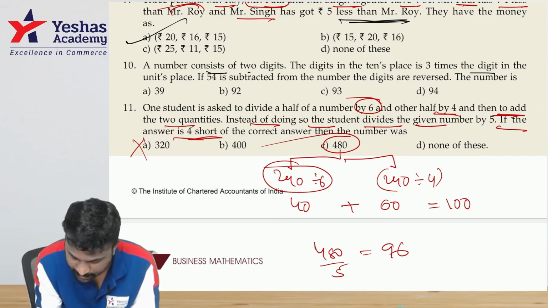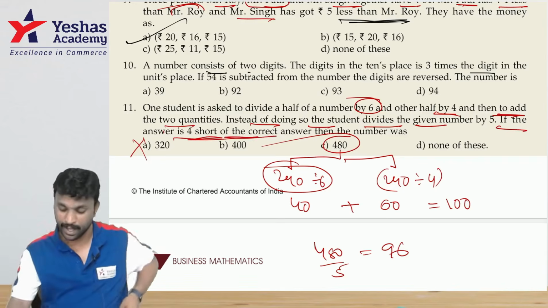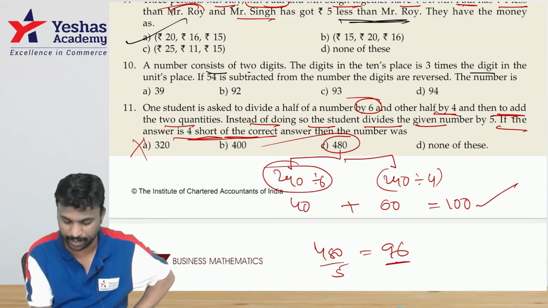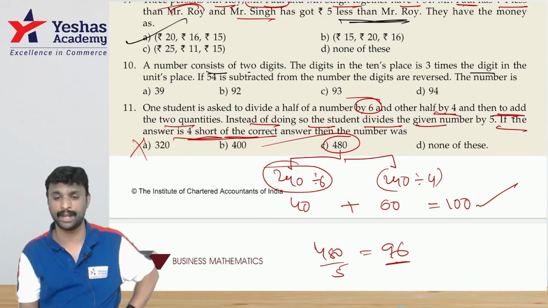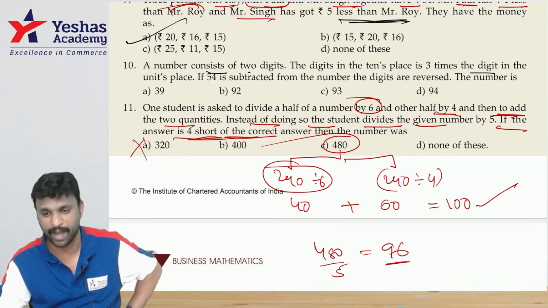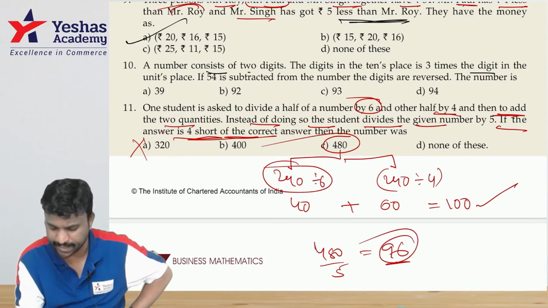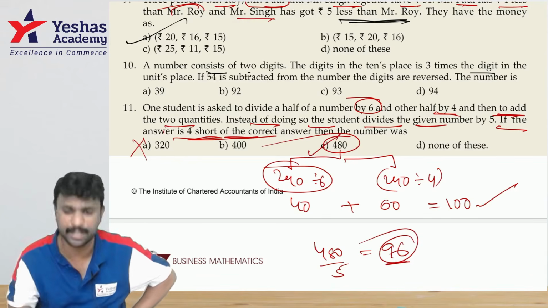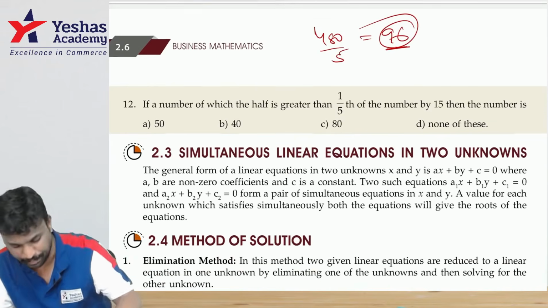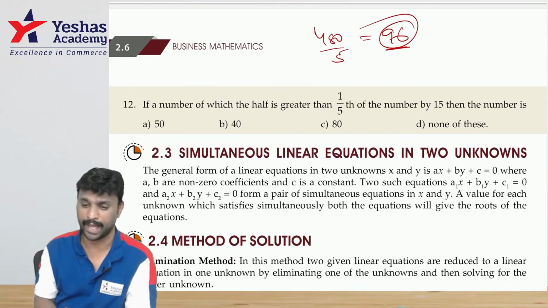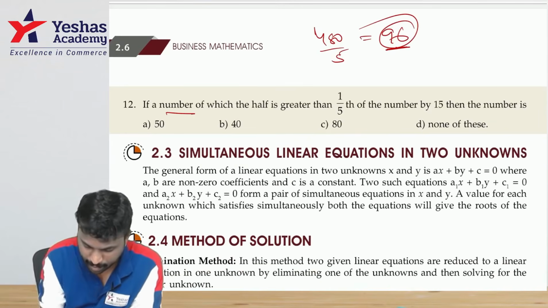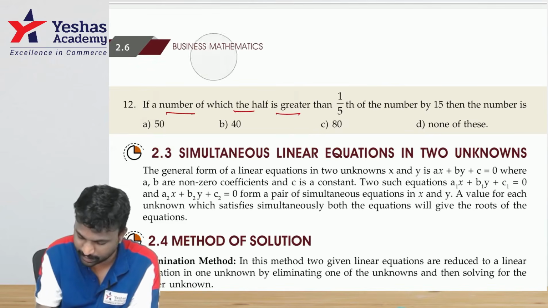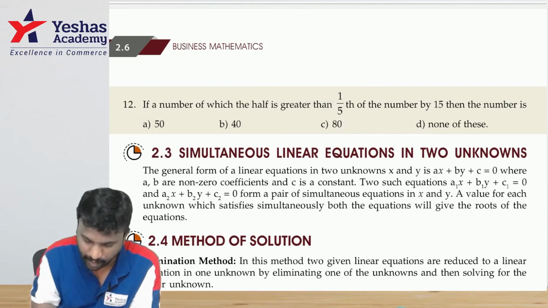If the answer is 4 short of the correct answer, guys, the correct answer is 100. By dividing the entire number, the whole number, by 5, he gets 96. Definitely he is getting 4 less than the correct answer. So all conditions are satisfied with option C. As the last question of this exercise 2B, if the number of which the half is greater than 1/5 of the number. So first of all, where's the number?